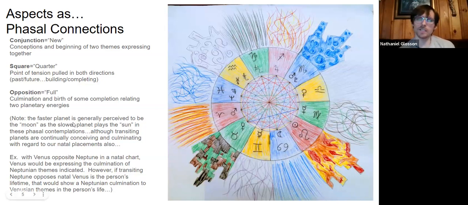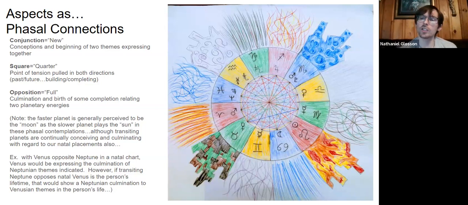I've added the notes that the faster planet is generally perceived to be the moon in this phasal consideration, and the slower planet plays the sun in these contemplations. So when you're looking at a natal chart, the fastest thing in a chart is the moon, then Mercury, the sun, Venus, and then slower planets: Mars, Jupiter, Saturn, Uranus, Neptune, Pluto. The planets that are slower act as the base, and then the faster planet is like the moon that goes around in 28 days, circulating it.